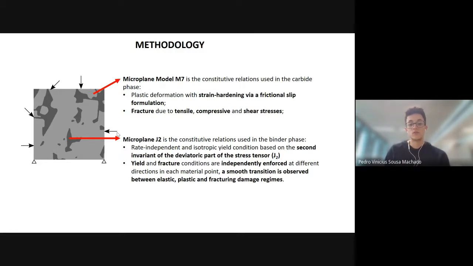The yield and fracture conditions are also independently enforced at every single one of those planes that we were looking at before. This also applies to the M7 model. As they are independently enforced, there is a smooth transition between elastic, plastic, and fracturing damage regimes, which is realistic. There is no sudden change in the behavior of the material at the analyzed point.